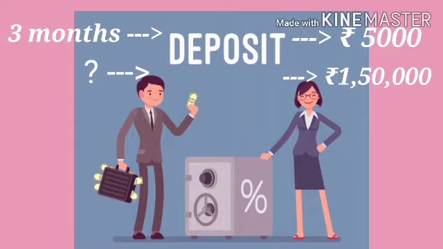Here, students, Tamil Selvan deposits 5,000 every 3 months. So the question given to us is, how many months will it take for Tamil Selvan to have a bank balance of 1,50,000? So students, here the number of months will definitely increase along with the amount deposited. Hence this sum falls under direct proportion category.